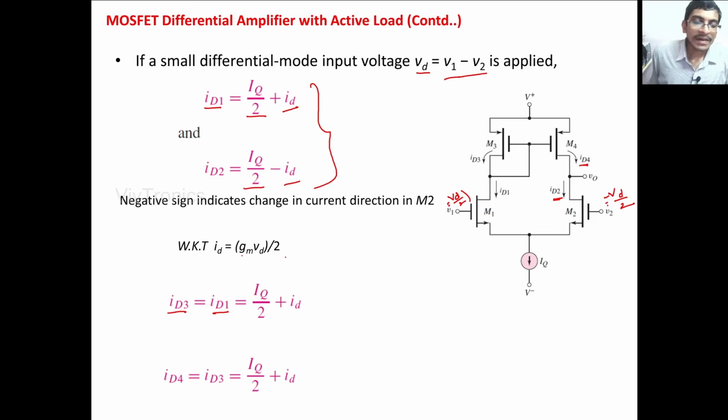As per the current mirror rule, the output current is a mirror image of the input current. Therefore, the output current ID4 is equal to the input current ID3. Therefore, ID4 is equal to ID3 is equal to IQ by 2 plus ID.